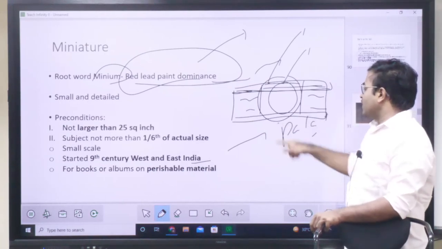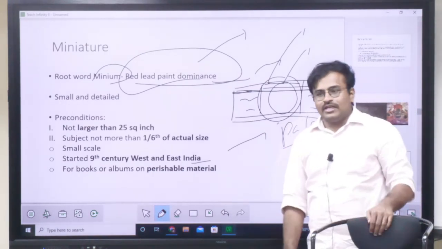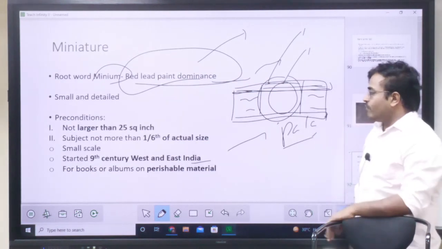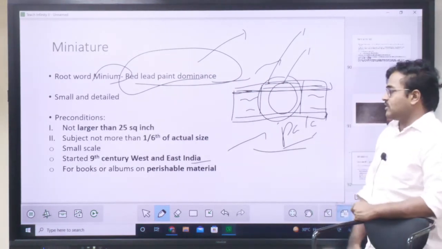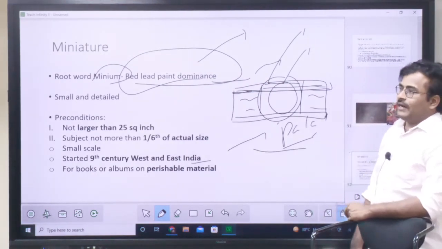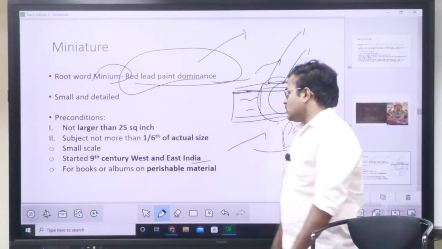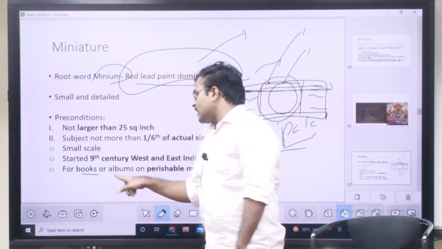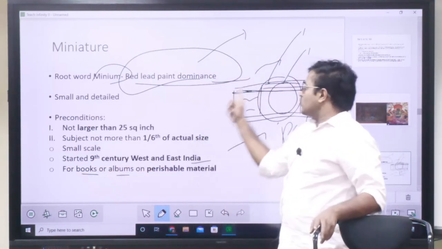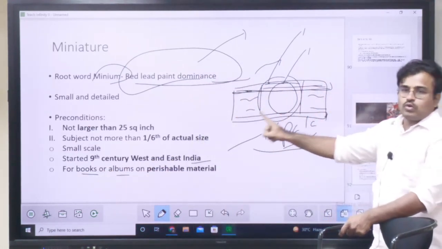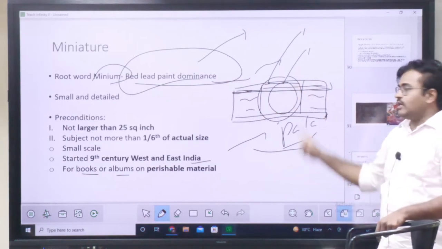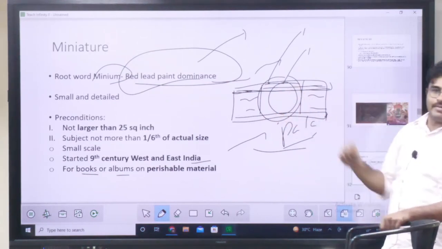Pala miniatures are very, very important. The Pala school of miniature is the one who first started the miniature painting tradition. And these miniatures are used mainly for the sake of books and albums. In books, this format is there: two sides text, center image. Whatever is there, the explanation is given in the form of image here.